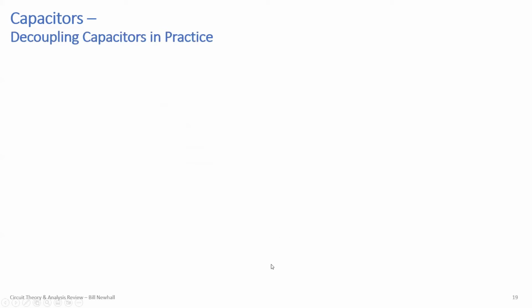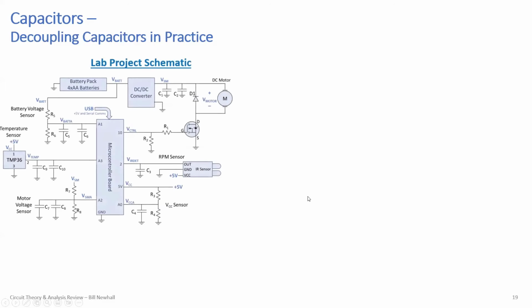Okay. So in practice, let's take a look at some decoupling capacitors. Here is a schematic of your lab project that you will start this Friday. It's a microcontroller board, a couple sensors, DC to DC converter, battery, motor. And so what you'll see are all these capacitors, and they don't look like they're doing anything. They're on either DC nodes, lines, or they're connected to slowly varying lines, like temperature. So you see these capacitors here. The intent with all those capacitors is to reduce noise.